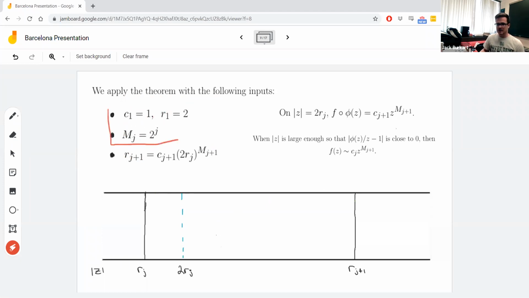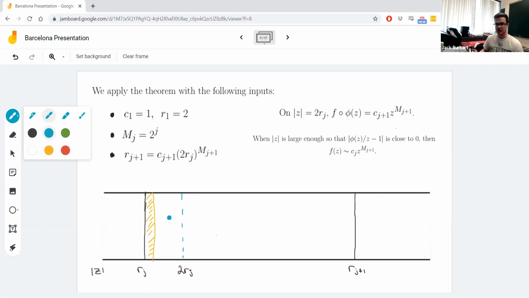And then once we have all of this set up, we can construct our Rj's inductively. So we have the following formula: R(j+1) is equal to c(j+1) times 2Rj to the m(j+1). Now, you're probably looking at this and wondering, where on earth did Jack get this formula from? It actually has a nice dynamical interpretation. We should remember that away from the interpolation region, and the interpolation region is very thin, we do a very efficient interpolation. This is important. So this means that this blue line, the circle of radius twice Rj, is very far away from the interpolation region.